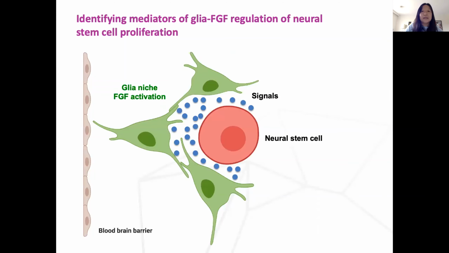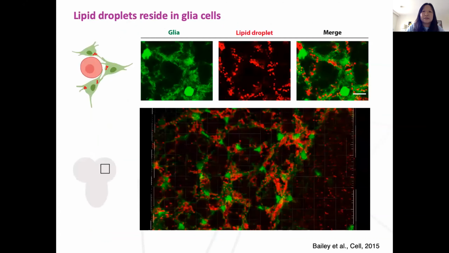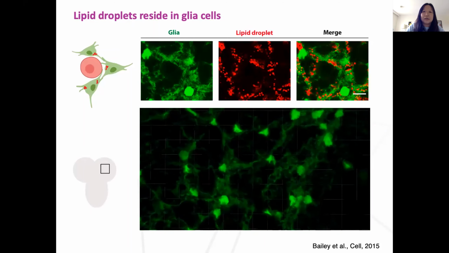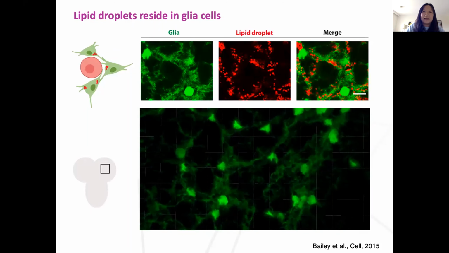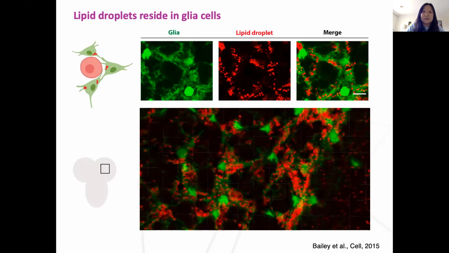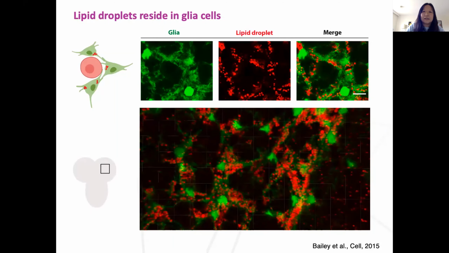Next, she wanted to identify the mediators of glia FGF regulation, and she took a candidate approach. This is because it is already known that some genes in the lipid metabolism pathway have been shown to influence the behavior of neural stem cells. Back in 2015, it was shown in Alex Gould's lab that organelles called lipid droplets are localized to the glial cells, here labeled in green.